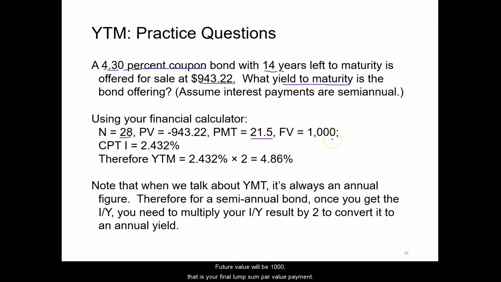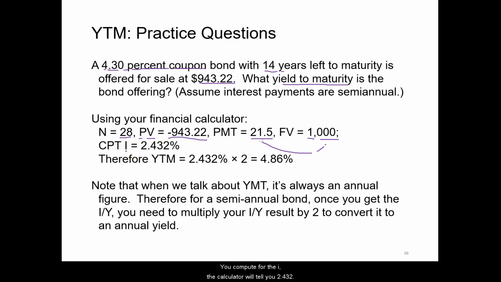Future value will be 1,000. That is your final lump sum par value payment. Your price is this much. And you do notice here we are using a negative number as the price, because that's how much you have to pay. And these two numbers, payment and FV, will be positive because they are both what you can receive. So what you're paying versus what you can receive. Now we can figure out the return.